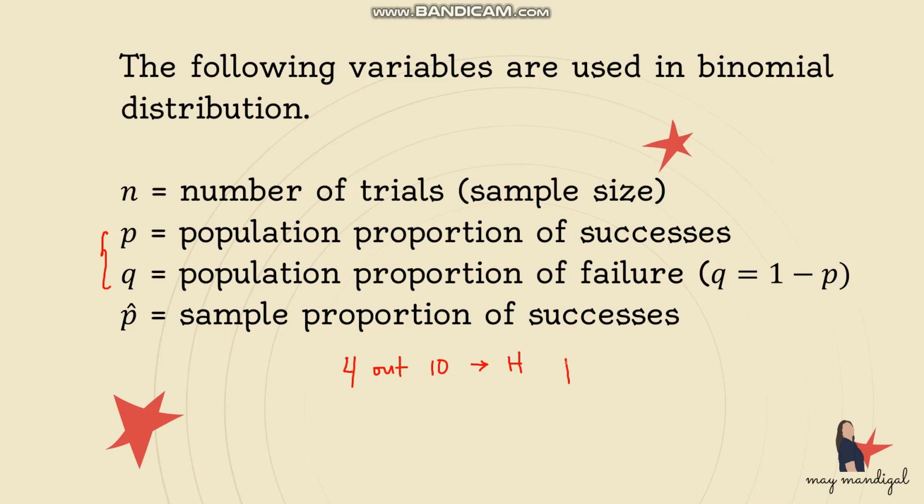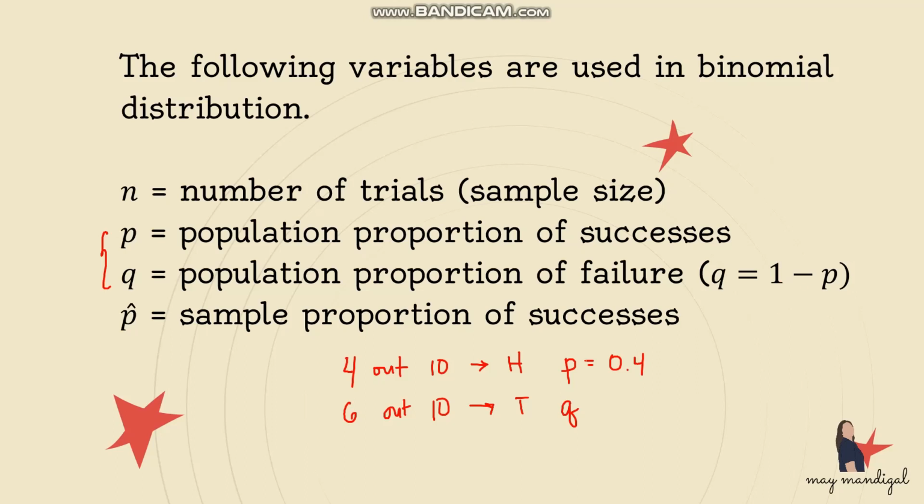We want to identify or count the number of heads that we will get. So this will give us now the value of p. 4 out of 10, or 4 over 10, that is 0.4 or 40%. That now is the proportion of successes. And then the remaining 6 out of 10 means you're able to get a tail. And that is now the failure.